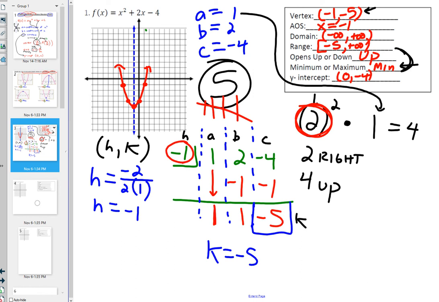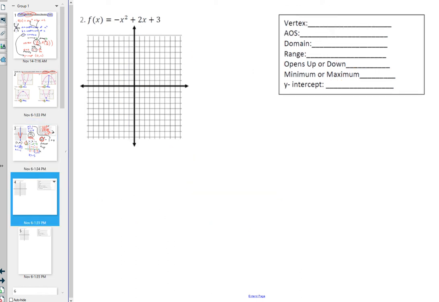Let's try to at least get one more done, because tomorrow I'm going to start with the third one. Here's another one. Let's do the right side first. Well, first, can we agree that this is in standard form? So let's identify a, b, and c. What's a here? It's -1, and that's important. That's really important here. b is 2, c is 3.